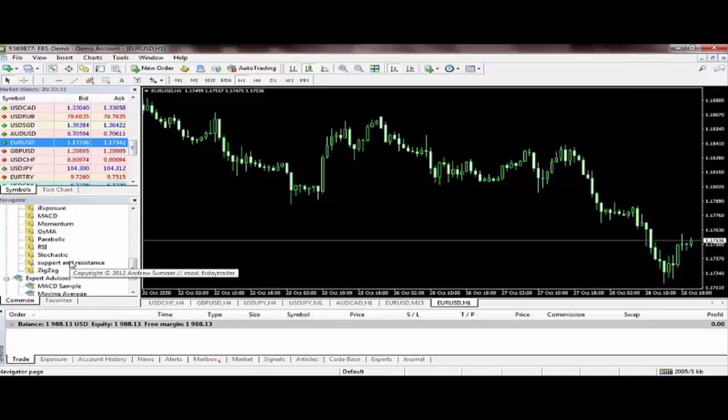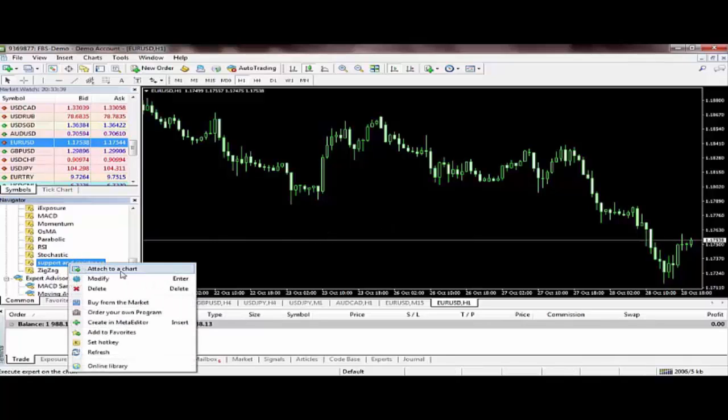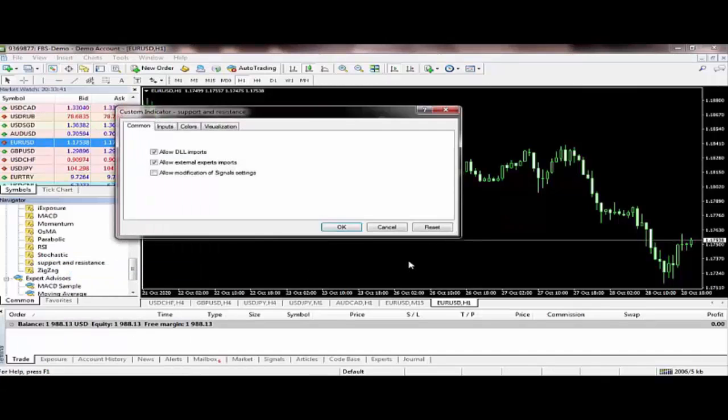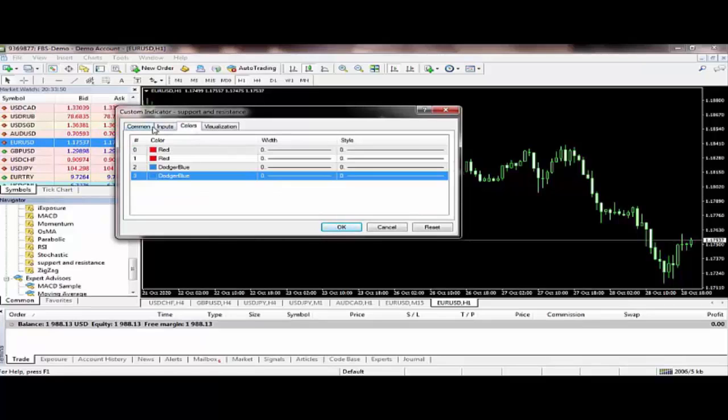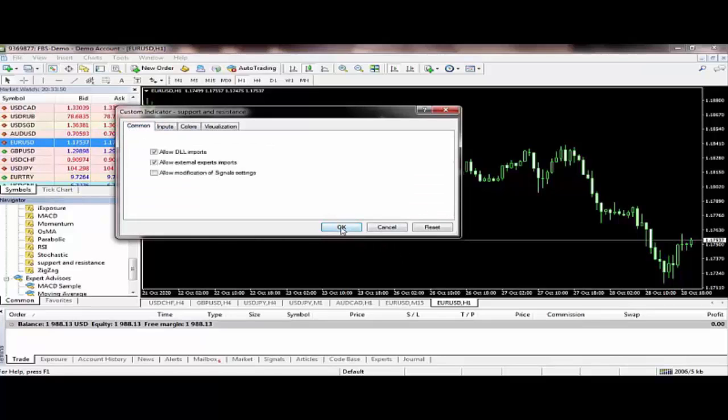Three ways you can use: you can drag and push on this chart, you can double click it to come, you can also right click and click attach to charts. You'll find it here. So what do you need to do? You don't need much to do here. Everything has been customized by the programmer. So what you need to do here is just to click OK.